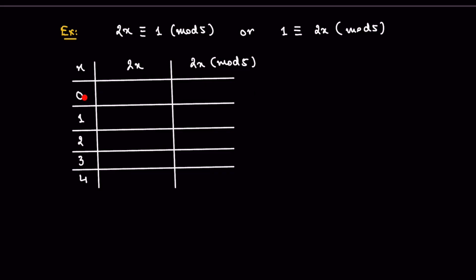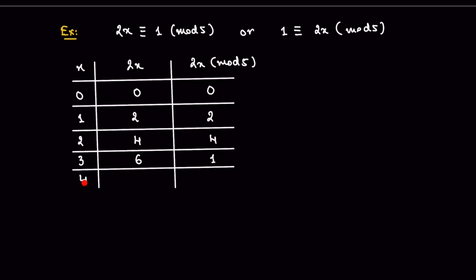So when x is equal to 0, 2 times 0 is 0. So 0 mod 5 is going to be 0. 1 times 2 is 2. 2 mod 5 is also equal to 2. Now 2 times 2 is 4. 4 mod 5 is 4. And 3 times 2 is 6. 6 mod 5 is going to be 1. That means that when you take 6 divided by 5, the remainder is going to be 1.